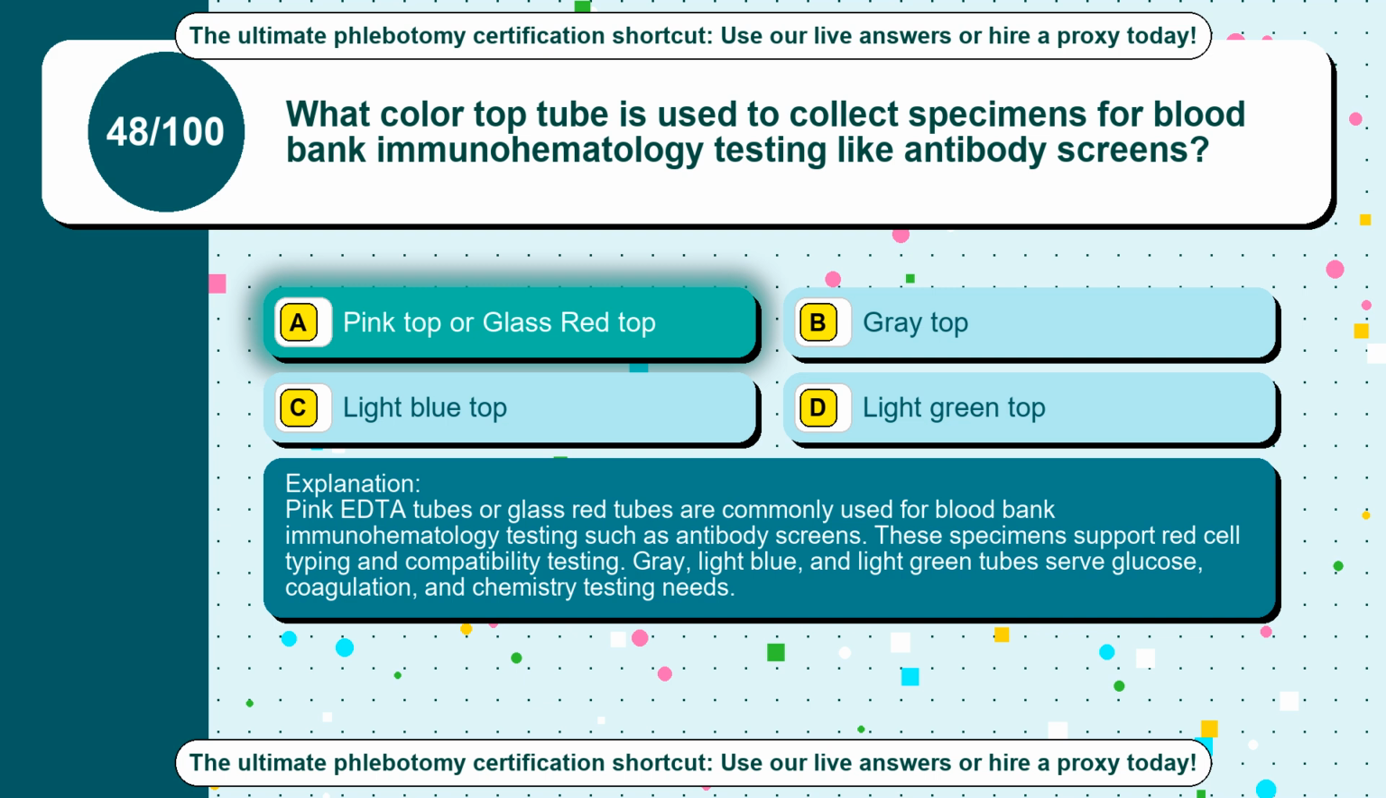These specimens support red cell typing and compatibility testing. Gray, light blue, and light green tubes serve glucose, coagulation, and chemistry testing needs.